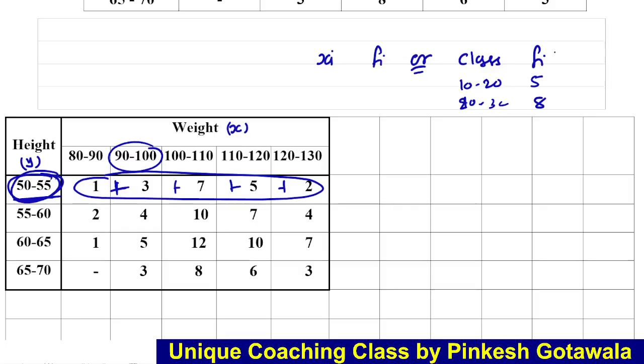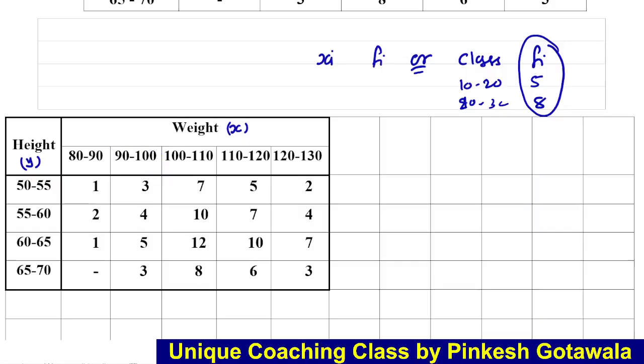So our first step: we have to find this type of frequency for each class. First column you have to prepare on this side, that is called frequency, f. So here just total them: 1 plus 3 plus 7 plus 5 plus 2, it's 18. 2 plus 4, 10 plus 7 plus 4, 27. 1 plus 5 plus 12 plus 10 plus 7, 35. Here dash is given, ignore that, just total them: 3, 8, 6, 3, 20.